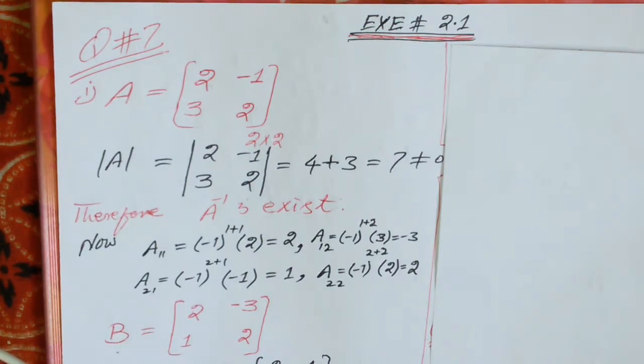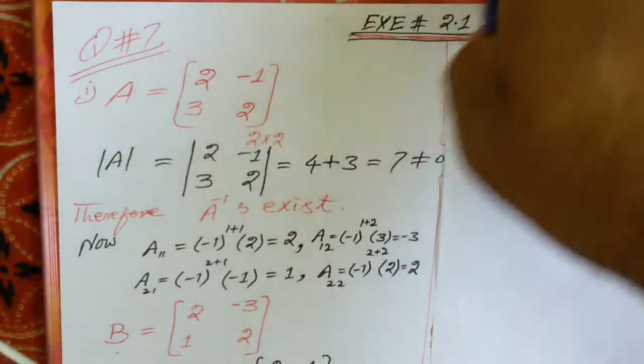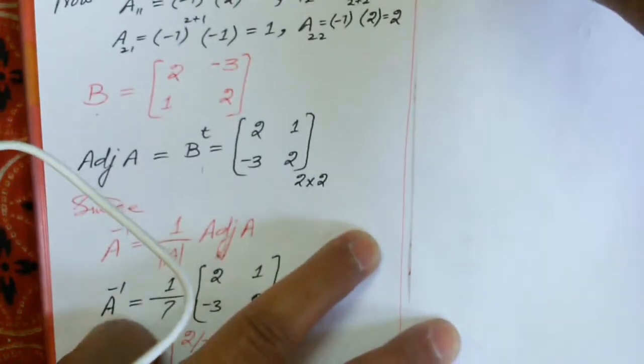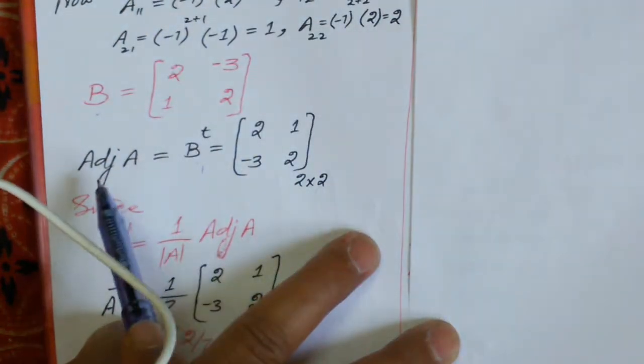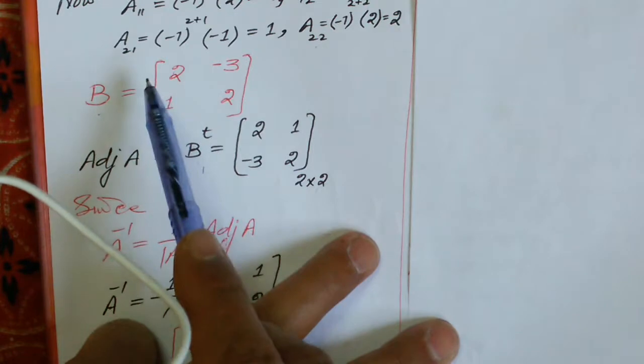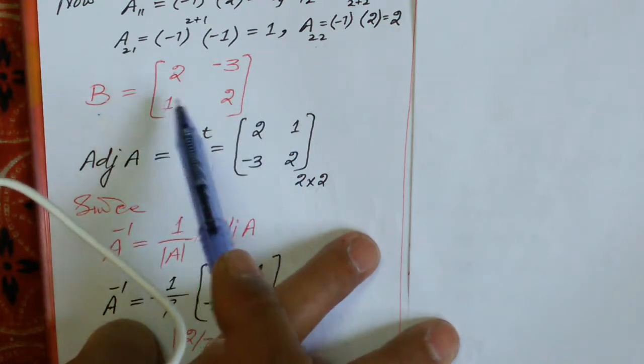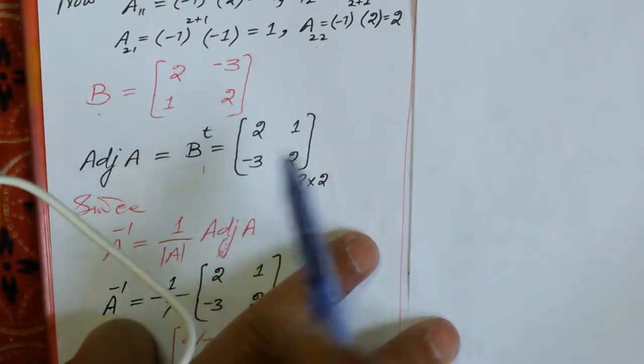Taking the transpose of the matrix B, transfer the first row to the first column, second row to the second column. This matrix is equal to the adjoint of the matrix A. Transfer the first row to the first column, second row to the second column.